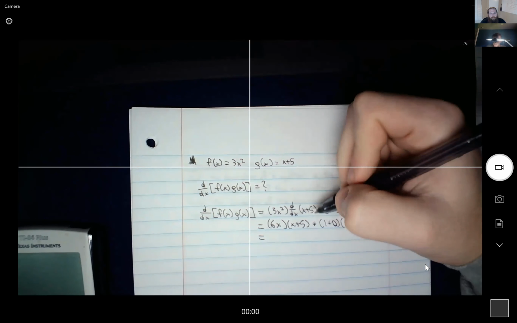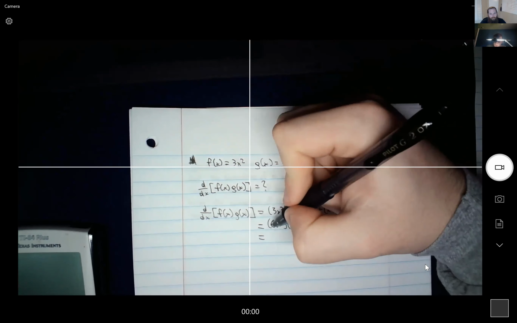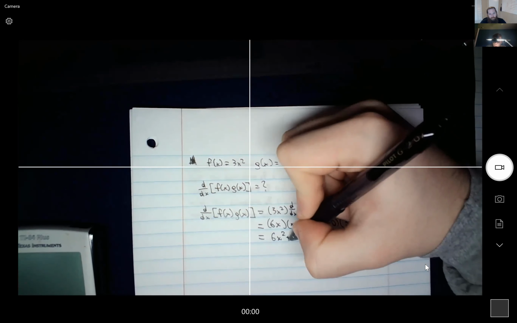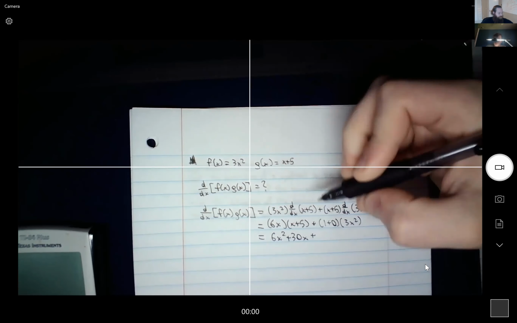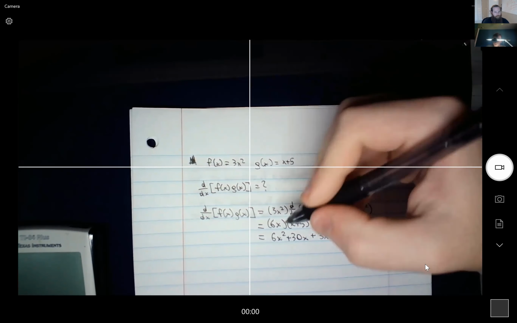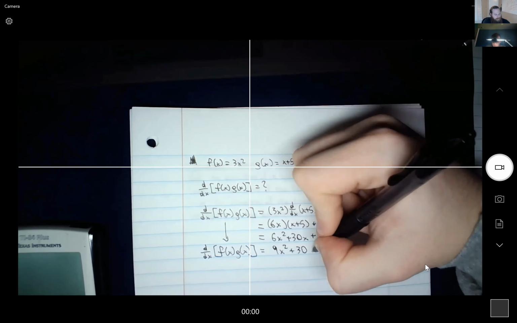And then you can just multiply these. The next step would be to combine these. 6x times x is 6x squared, 6x times 5 is 30x, plus 1 times 3x squared is 3x squared, and 0 times 3x squared is 0. So your answer, d over dx of f of x times g of x, is going to be 9x squared plus 30x.